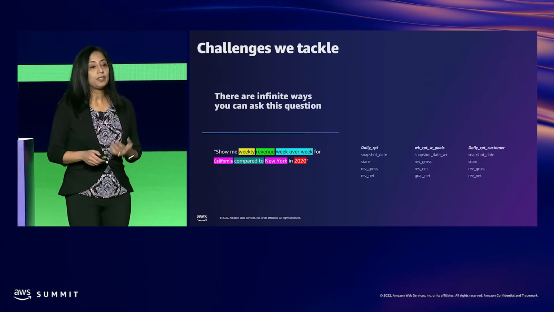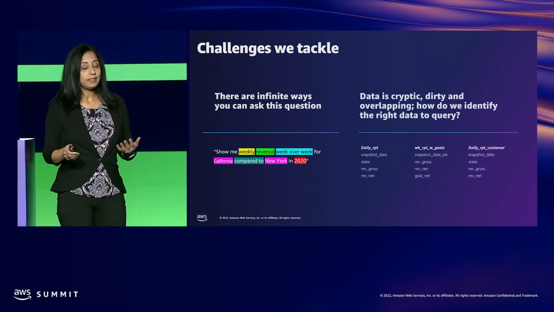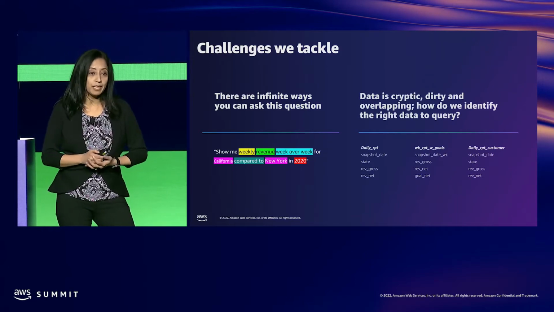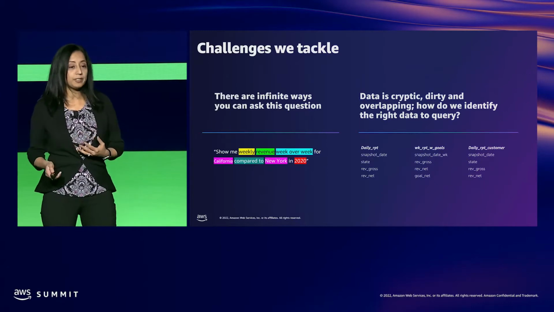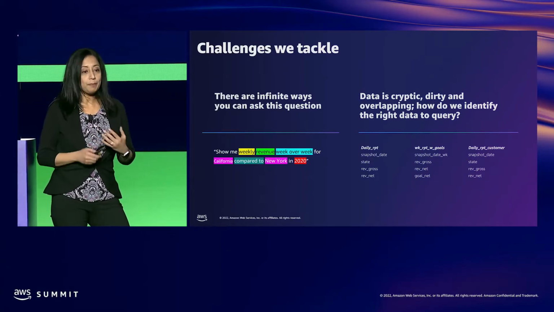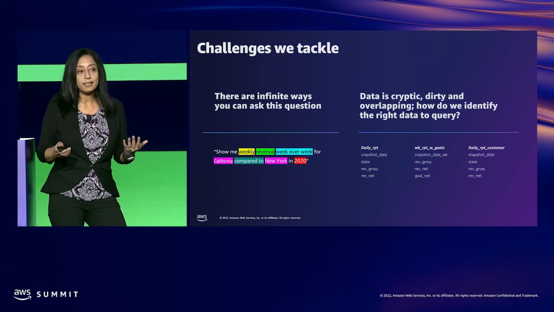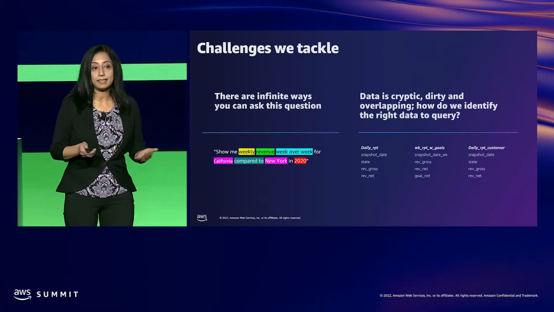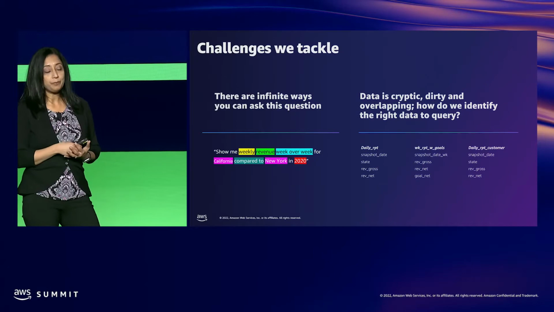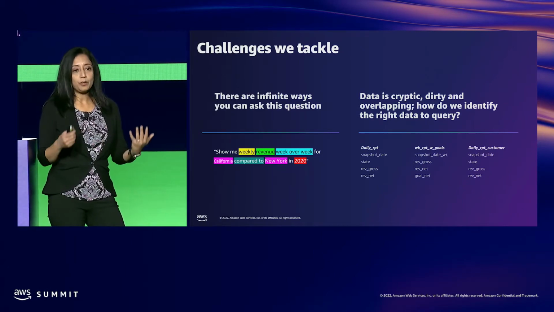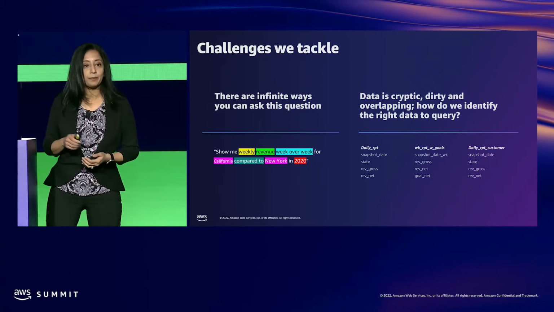Now let's look at your data. Data can be stored in one or multiple tables. You can have an aggregate data set. You could have a transactional data set. You could have overlapping columns. And data in its raw form has no semantics. It's just rows and columns. Data can be cryptic and dirty. So how do you solve for this? How does Q solve for this? Let's take a look.